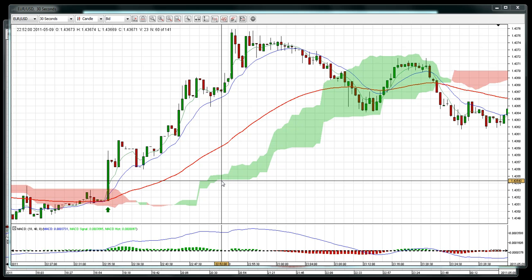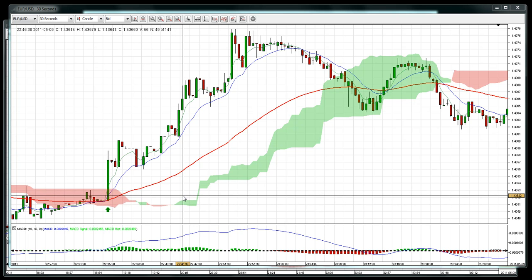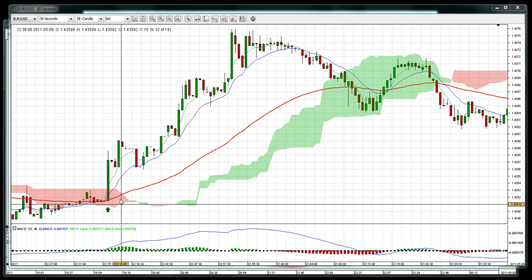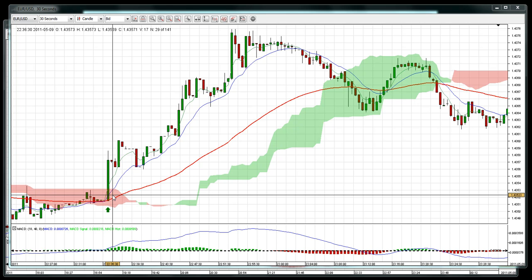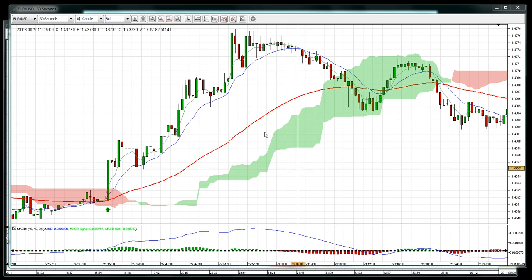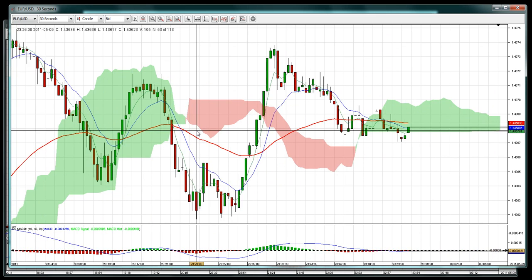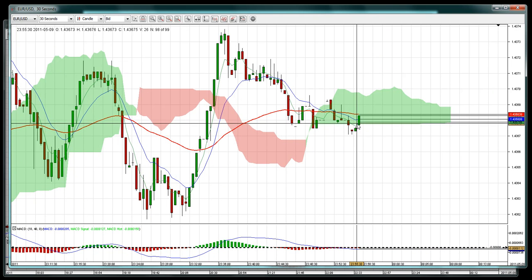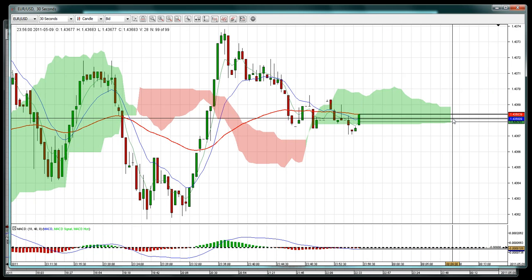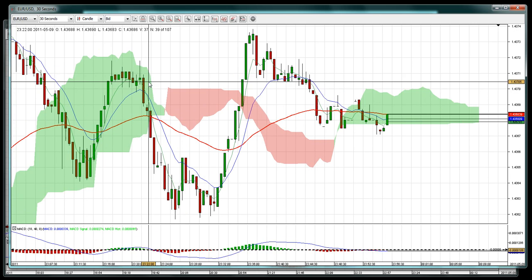The thing about the cloud is that it's projected forward 26 periods, well, if you use the standard settings, it'll be 26 periods. And it will not repaint. So in other words, if we move to the current time frame here, the cloud is projected 26 periods forward, and it will not repaint whatever is going on here.